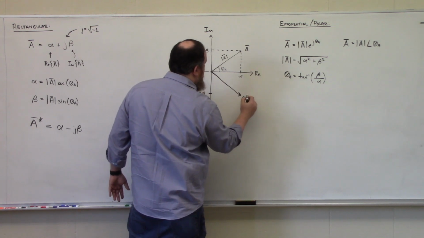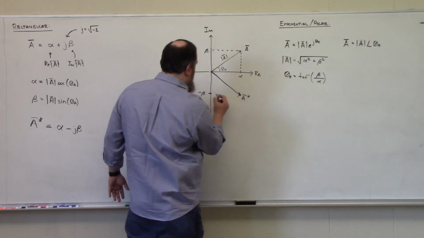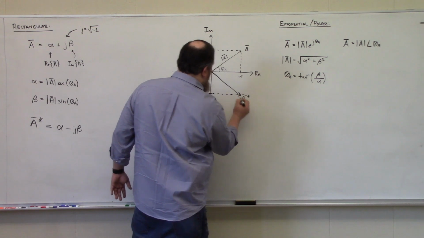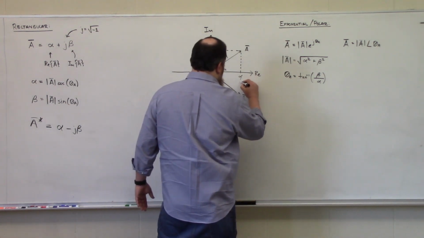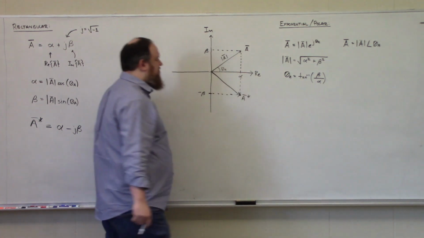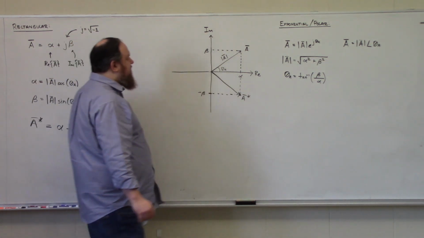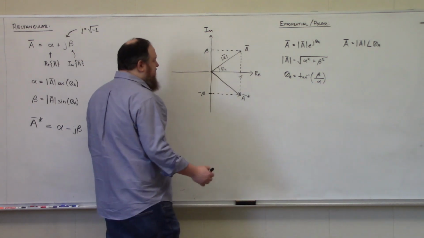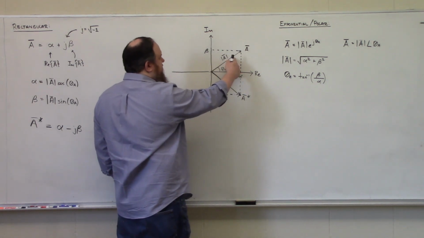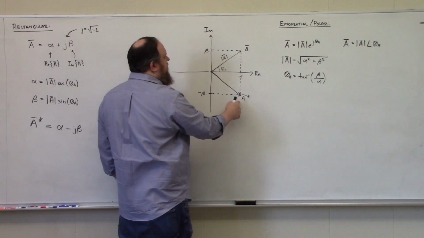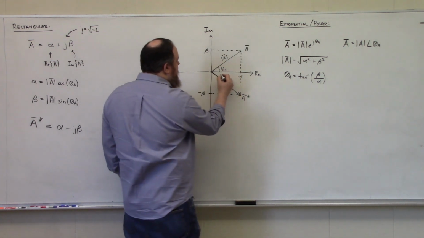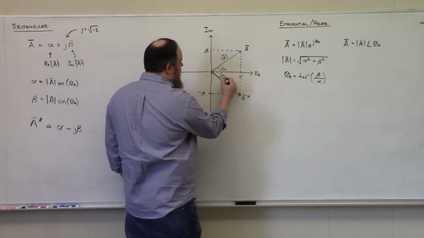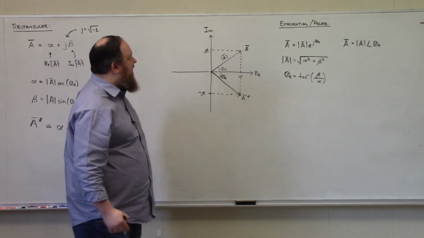So this would be A conjugate. The projection onto the y-axis, or excuse me, the imaginary axis, is negative beta. The projection onto the real axis remains positive alpha. We can see pretty easily that our complex conjugate is just our original flipped over the real axis. So we would have an angle here that is simply negative theta A.